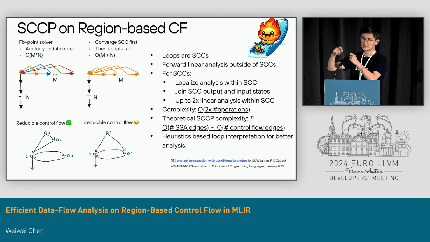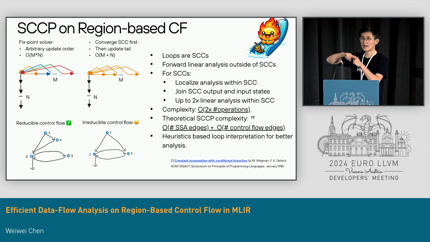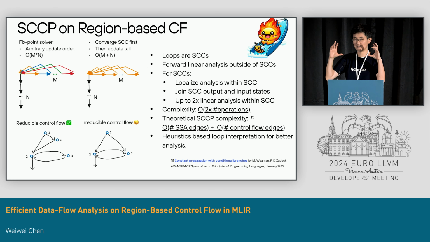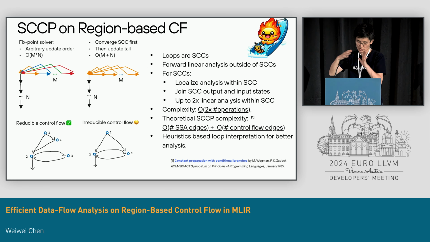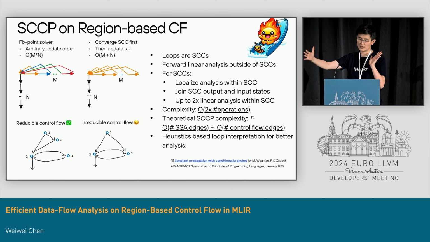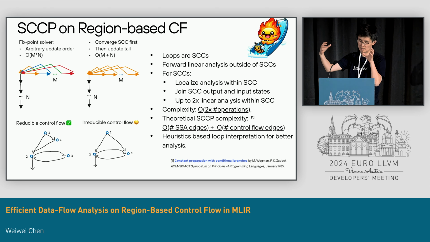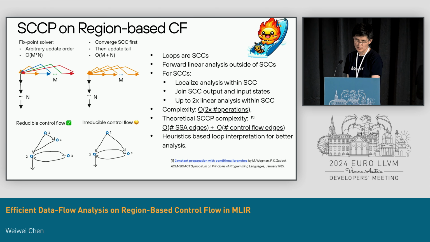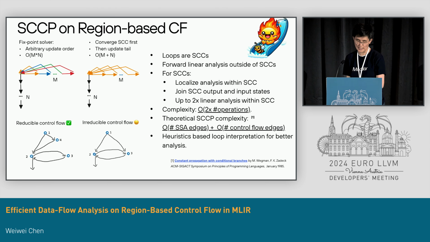Within the SCC, the forward is still forward, and for the back edge, we actually only need to do it twice because our lattice height is only 2. So in general, the complexity of this analysis will be about twice the number of operations in the code size. This also matches pretty well with the theoretical SCCP complexity, which is linear in the SSA edges and the control flow edges.